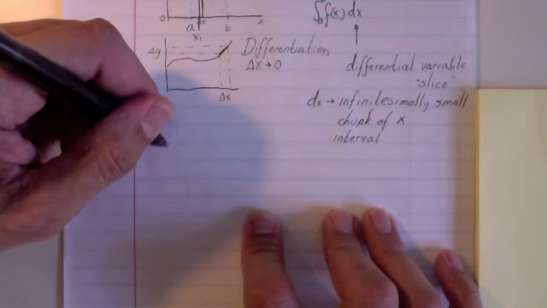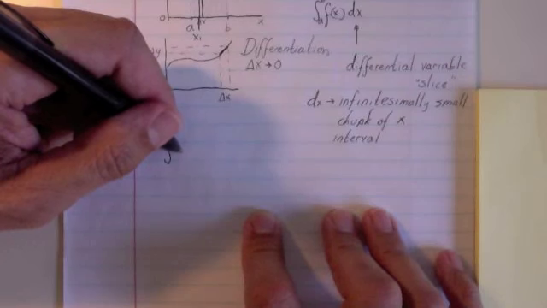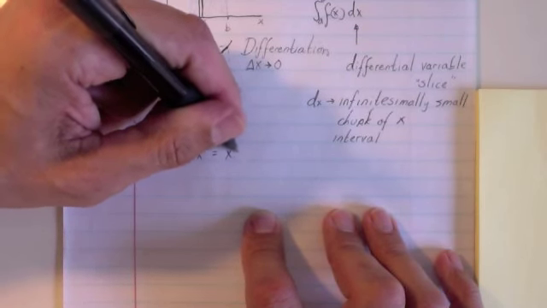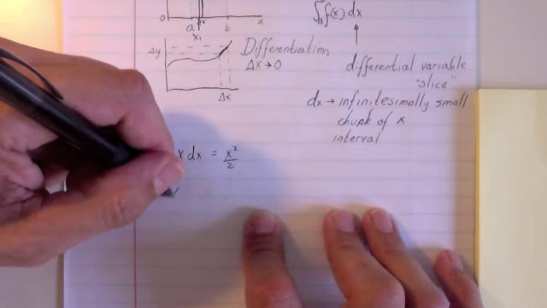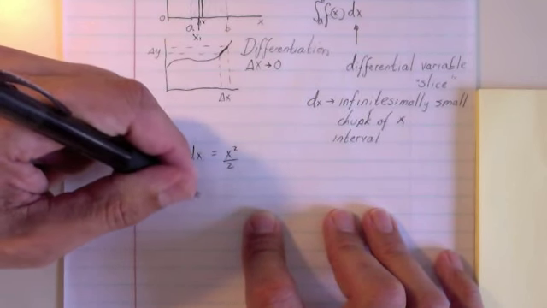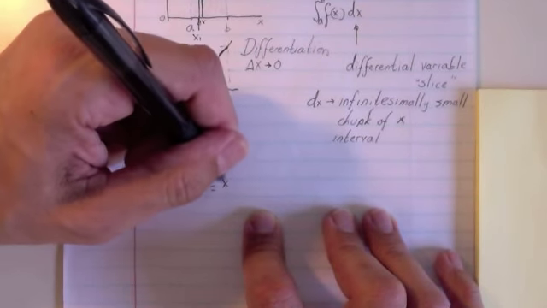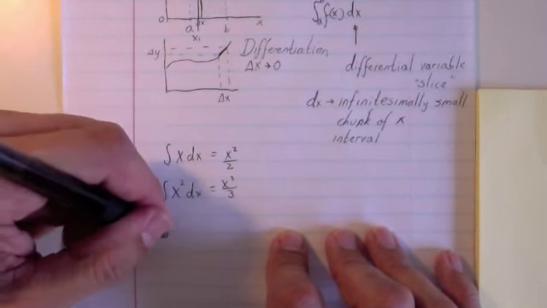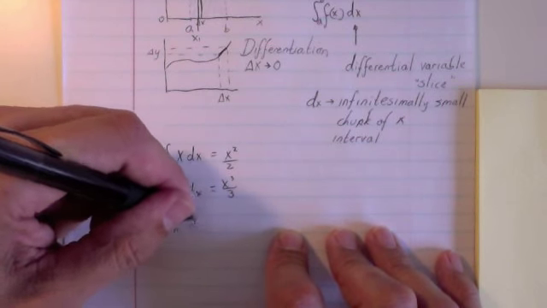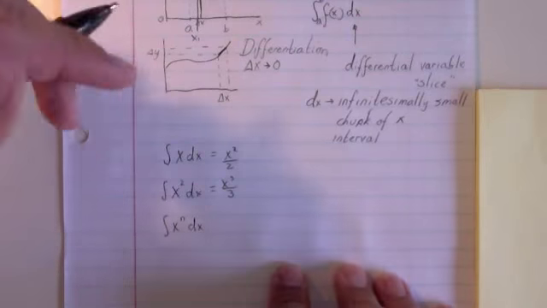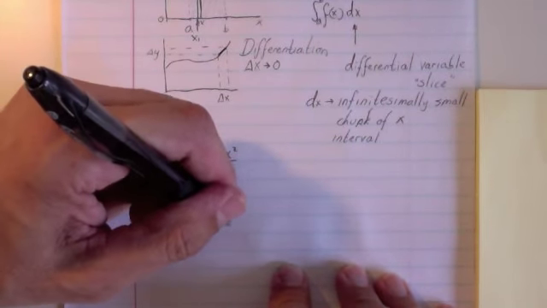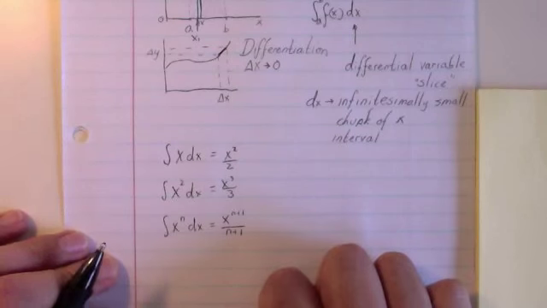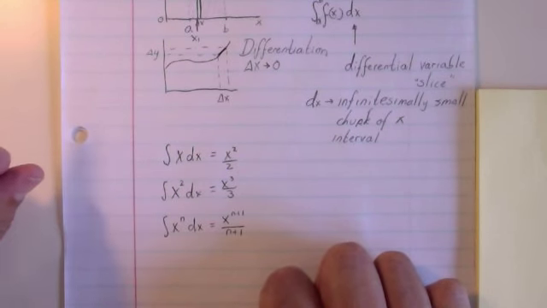For example, integral of x dx is equal to x squared over 2. Integral of x squared dx is going to be x cubed over 3. So if you see the pattern, integral of x to the n dx is going to be x to the n plus 1 over n plus 1. So in other words, the area, you can do this, these are called indefinite integrals.